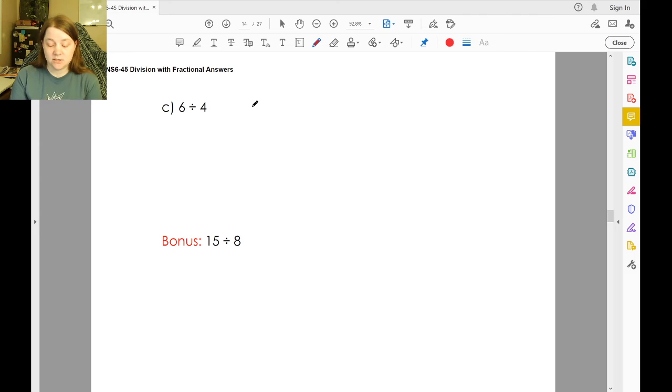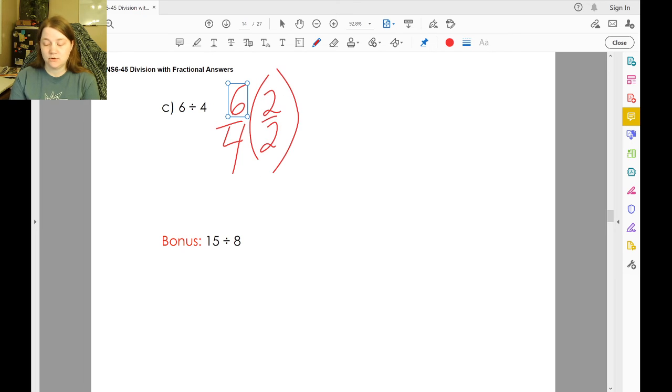Let's look at 6 over 4. 6 divided by 4 is 6 over 4. I'm going to make my life easier here. I'm going to simplify first because I know that 2 goes into 6 and 2 goes into 4. 6 divided by 2 is 3. 4 divided by 2 is 2. I now have 3 halves. How many wholes are in 3 halves? I can get 1 whole out of that and still have a half left over.